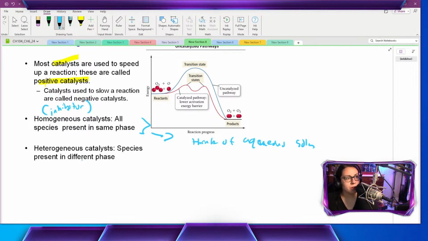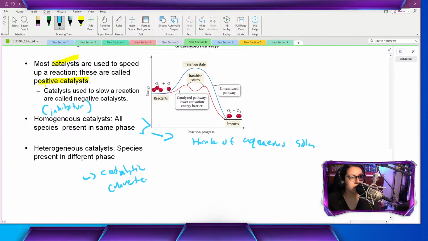And what you find is people tend to want heterogeneous catalysts. This would be species in different phases. A good example would be your catalytic converter on your car. Your catalytic converter is just a bunch of metal that reacts with the gas coming across it. That would be an example of a heterogeneous catalyst.